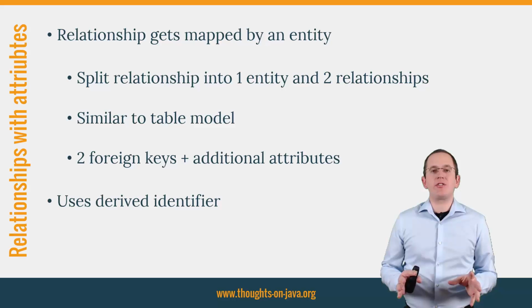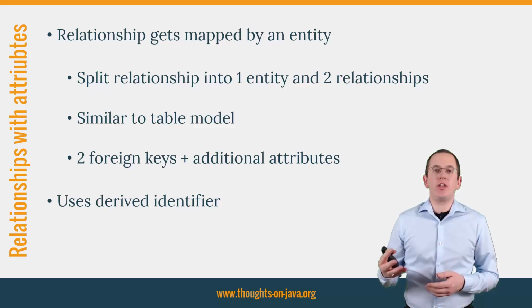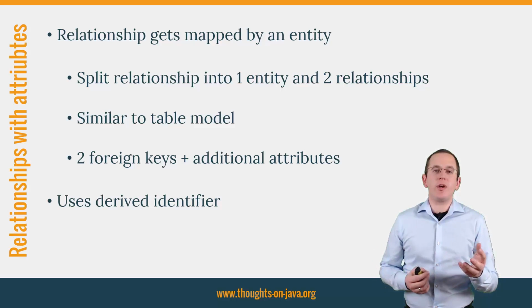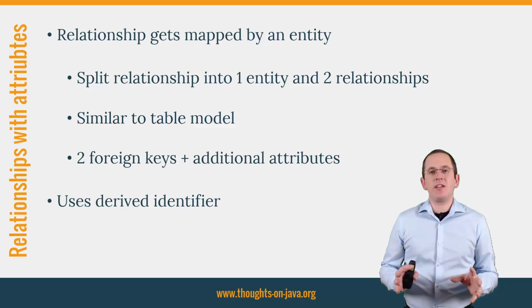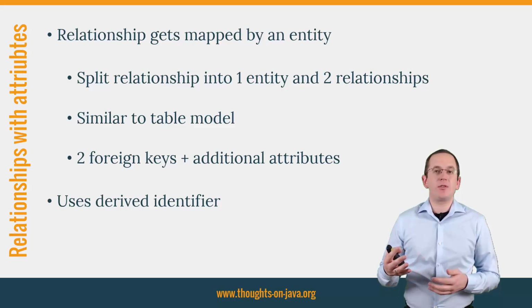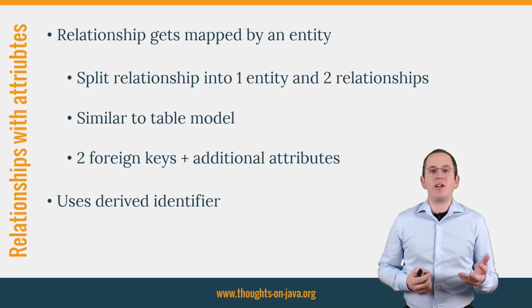The mapping of this kind of relationship with Hibernate is similar to the table model. Instead of modeling it as a simple relationship between the two entities, you have to create an extra entity for it that maps the relationship table with the additional attributes. That entity has one relationship to each of the participating entities and uses their primary keys to derive its identifier. You can of course also use a surrogate primary key, but the derived identifier is the more common approach.